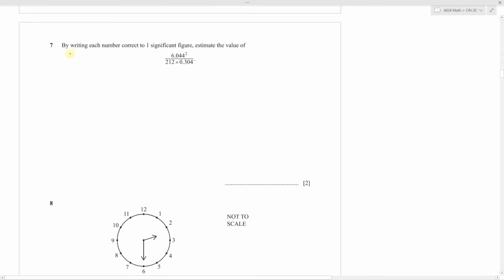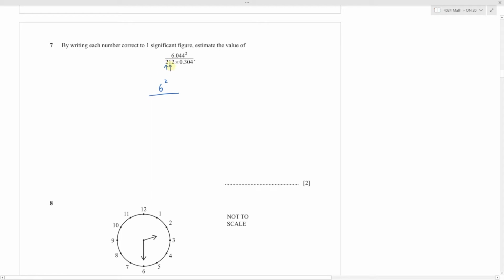Question number 7 is, by writing each number correct to one significant figure, estimate the value of this. So when you start looking from the left side, your first non-zero value is 6. So this will be, and the next value is 0. So this will be rounded down to 0. So 6 square, oh sorry, rounded down to 6. So this will become 6 square. This is our first non-zero value.